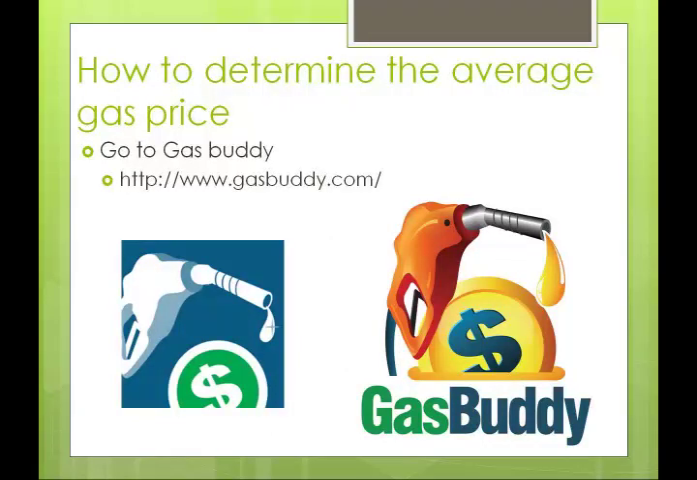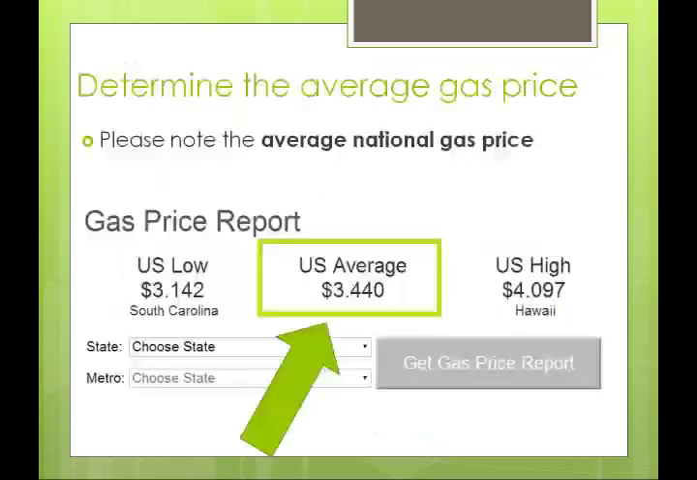You will now need to find an average national price for gas. To determine this, go to gasbuddy.com. The web address is shown on the screen. The U.S. low, average, and high will be shown. Please note the average national gas price. This gas price will be used in the following calculations.